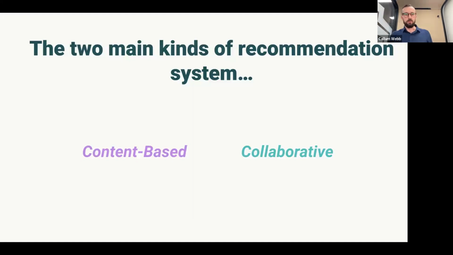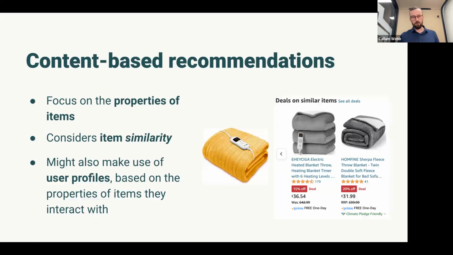That brings us onto the two main kinds of recommendation system. These are things that you'll learn about if you do any sort of entry-level course or look at any blog posts or notes online about recommender systems. They'll usually divide them into one of these two categories, either content-based or collaborative filtering.